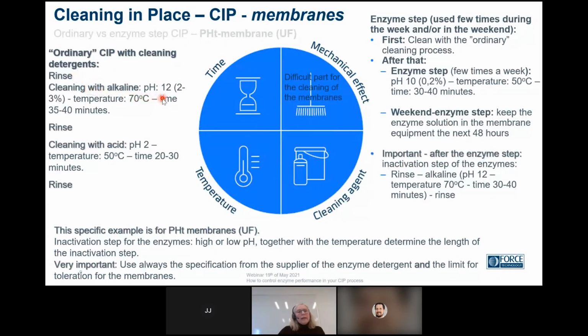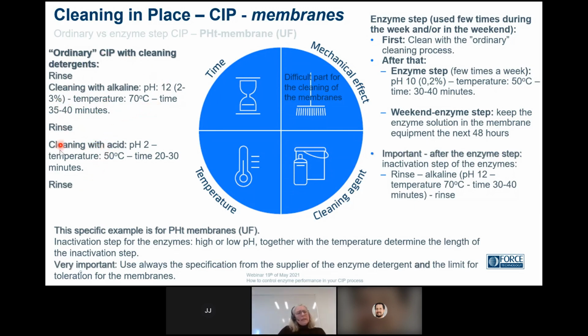And here we can see that these membranes can tolerate higher pH and higher temperature than many membranes can tolerate. The pH is 12 and the temperature is 70. And it's a long time, 35 to 40 minutes. If we compare with the CIP I showed you in the last slides, it was only 6 to 15 minutes in the closed system. So this is a long time. Then the rinse, cleaning with the acidic, and rinse at last.